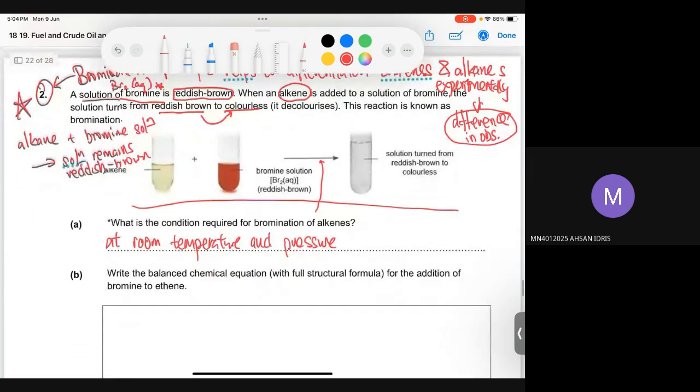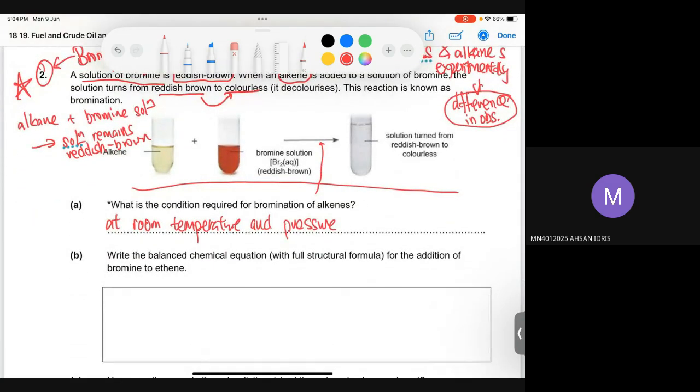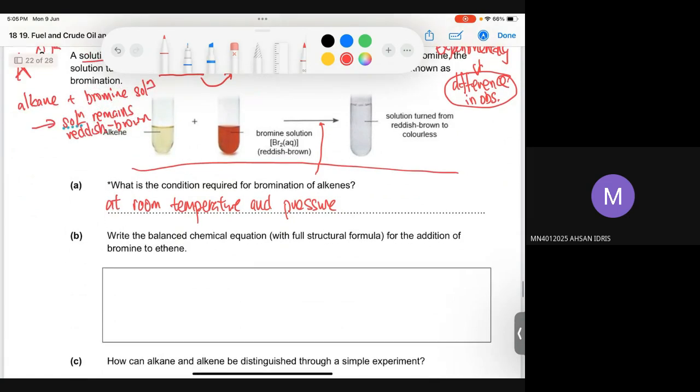Okay, next one. Write a balanced chemical equation with the full structural formula for the addition of bromine to ethene.